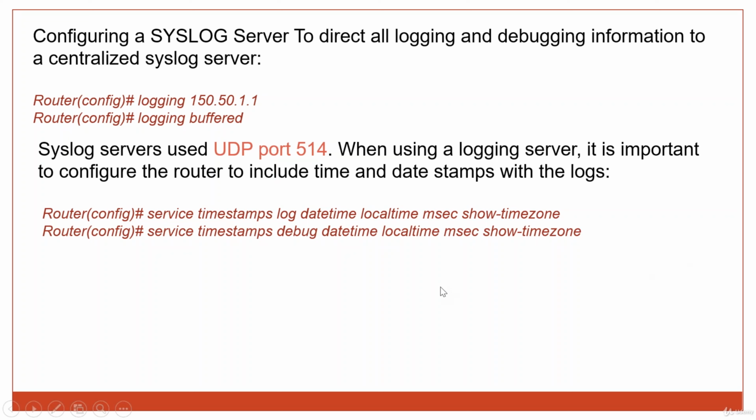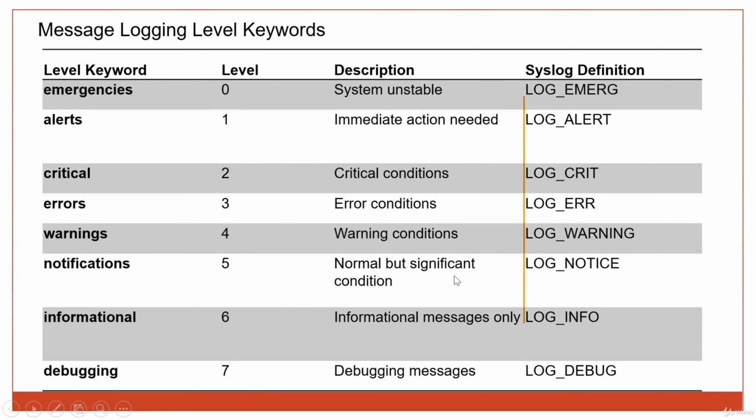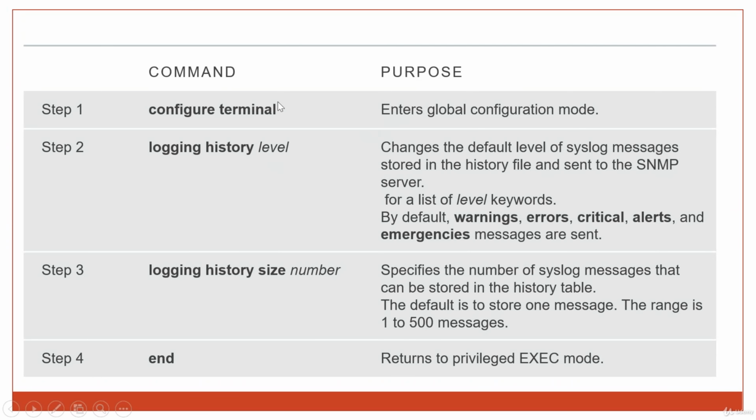Now, if you want to see the log message in a different timestamp format, then we have an option: we can use service timestamp log datetime, service timestamp debug datetime. These commands set the log message in milliseconds, and it will show you the time zone as well. Again, some of the commands: if you want to check the logging history, you can set the level here.